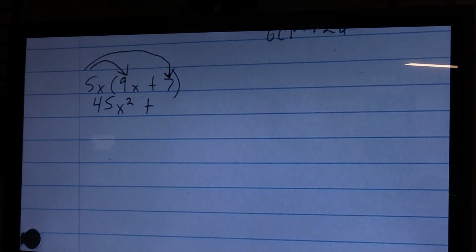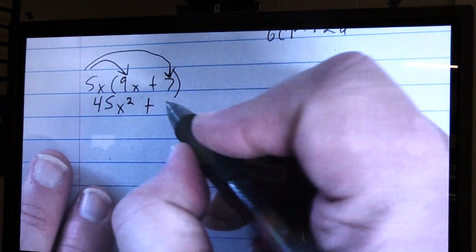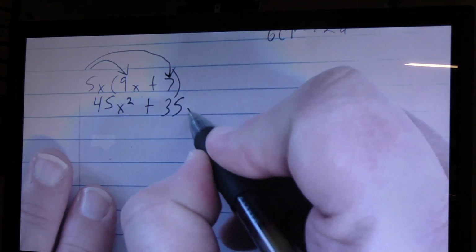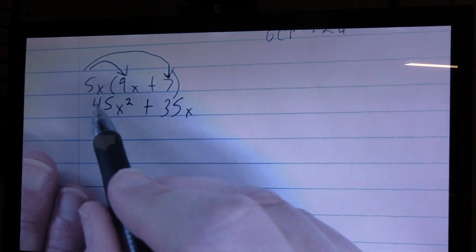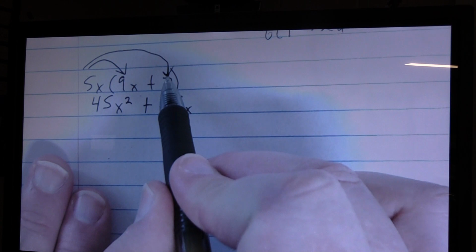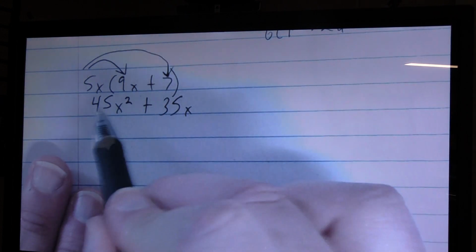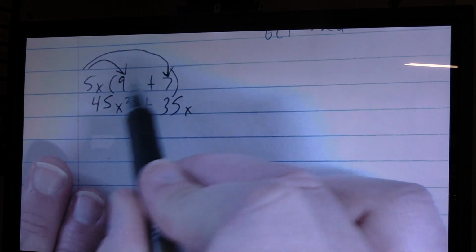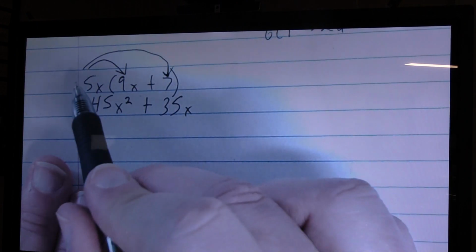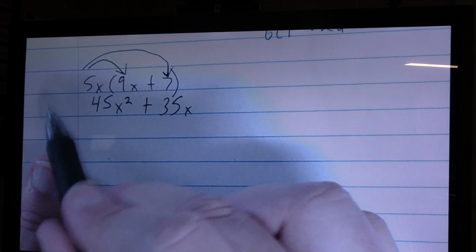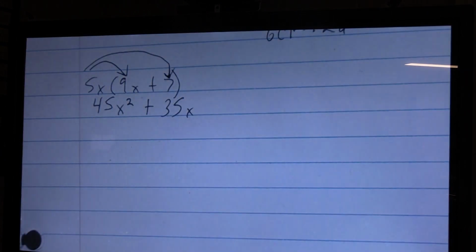times 7. What is 5x times 7, children? What was 5 times 7? 35, and then I still have that x, 35x. So, if I knew the value of x, I could solve this problem here the way it's written, and I would get the exact same answer as the way it's written here. These two expressions are equivalent, and using the distributive property of multiplication, I was able to rewrite it.